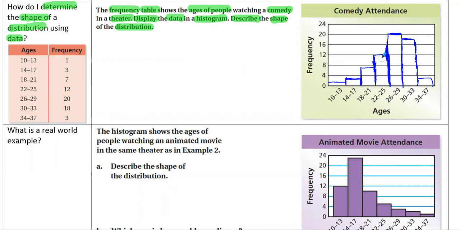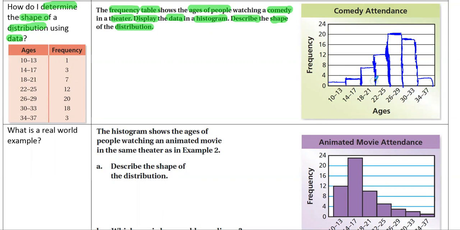And notice that all of these intervals are about the same size, right? So age 10, 11, 12, and 13. So that's 4 different years, right? And same thing with 14, 15, 16, 17, 18, 19, 20, 21, so on and so forth. So I created this. What do you notice about the distribution?